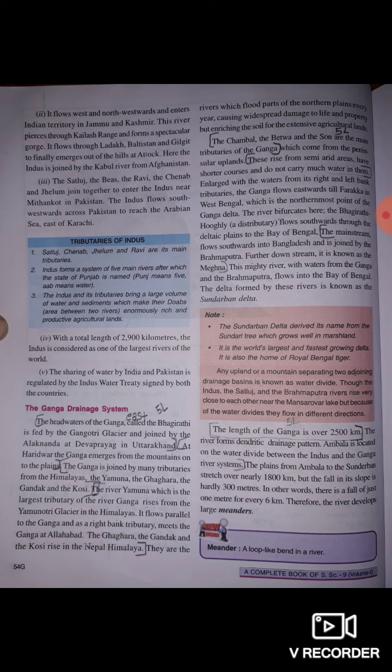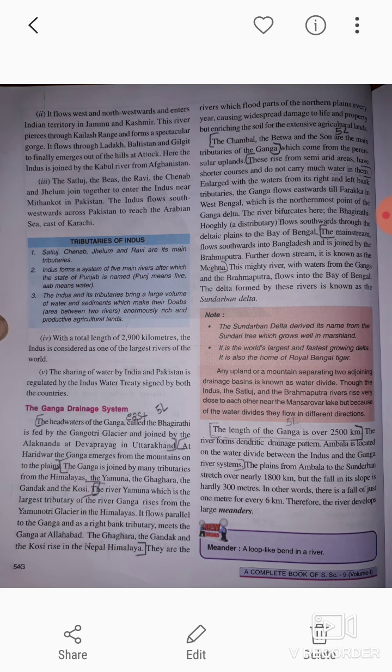And the Chambal, the Betwa and the Son are the main tributaries of Ganga which come from the peninsular uplands. They rise from semi-arid areas, have shorter courses and do not carry much water. The main stream flows southwards into Bangladesh and is joined by the Brahmaputra. Further downstream, it is known as Meghna. So we have discussed the Ganga drainage system.